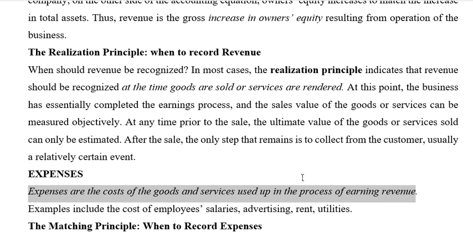Examples include the cost of employees, salaries, advertising expense, rent, and utilities. Okay, these are all expenses, and they will be recognized when we use the thing.